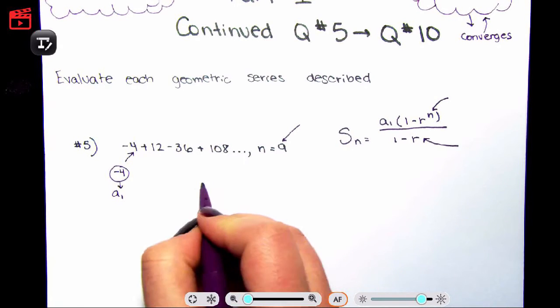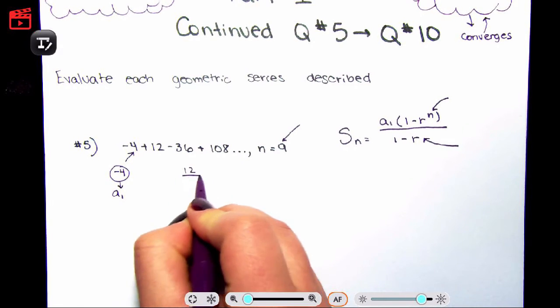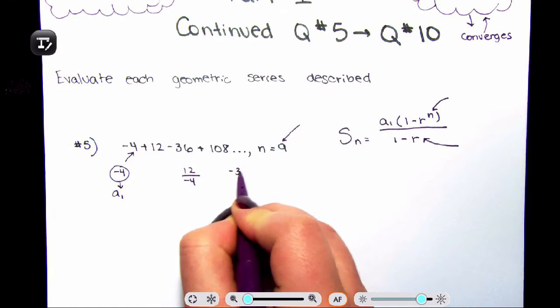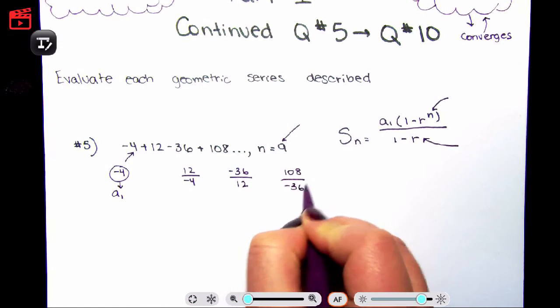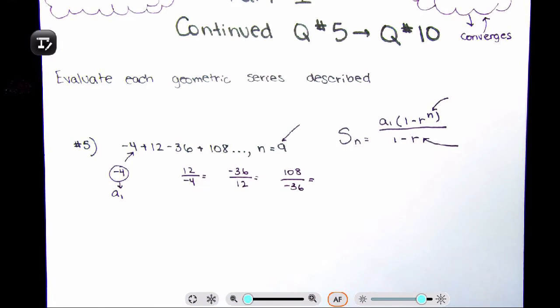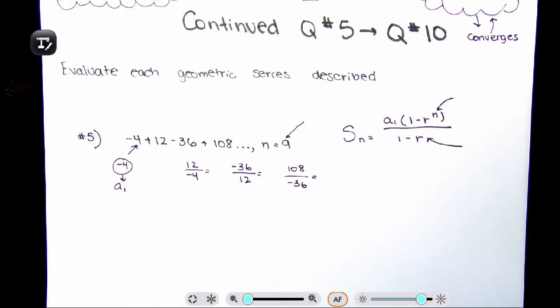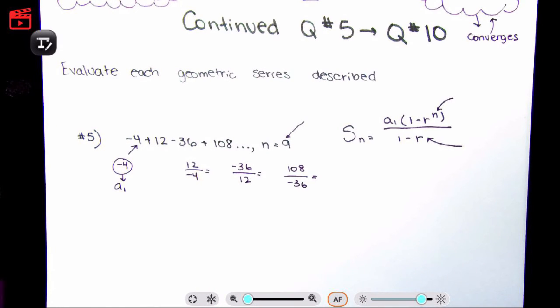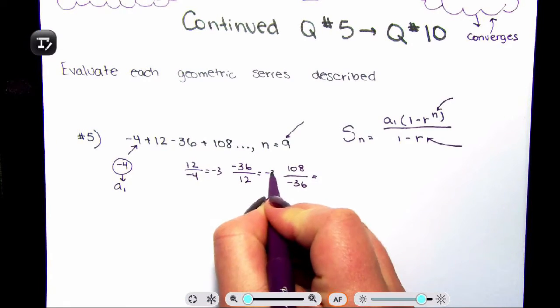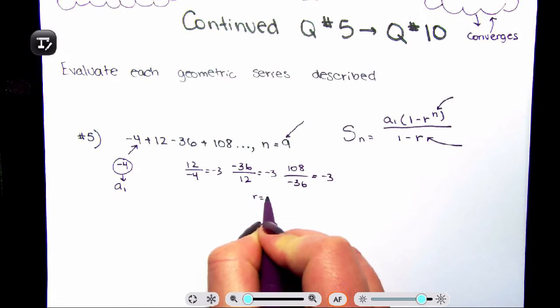Common ratio is going to be, we're going to do 12 divided by -4, we're going to do -36 divided by 12, and we're going to do 108 divided by -36. Now this should give us all of the same numbers, and that means we do have a common ratio. If by any chance when you check, it doesn't give you the same ratio, then you do not have a common ratio, and then you don't have to do anything. In this case, all of this is equal to -3, so therefore r is equal to -3.